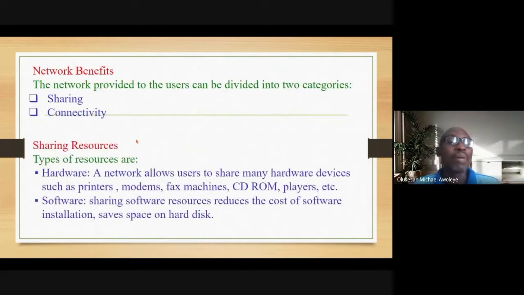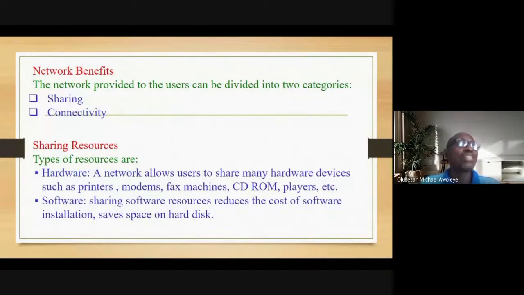Now, what are the benefits of networking our computers together? The benefits provided to the users can be divided into two categories. We have the sharing and we have the connectivity. Now, sharing resources has to do with types of resources that can be shared. Number one, hardware. A network allows users to share many hardware devices such as printers, like I've explained, modems, fax machines, CD-ROM players, and so on and so forth.